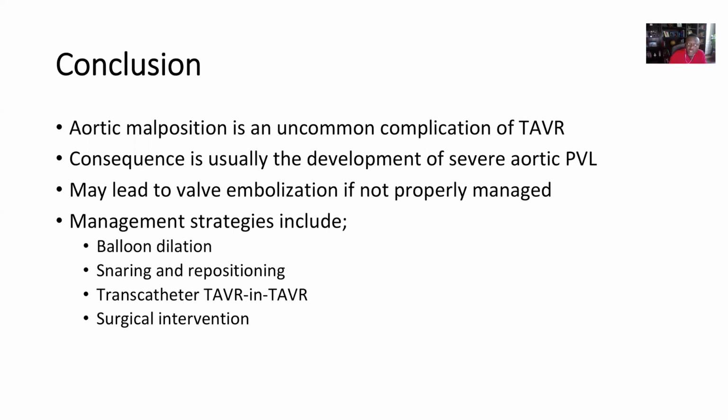In conclusion, aortic malposition is an uncommon complication of TAVR. The consequence is usually the development of severe aortic paravalvular regurgitation. It may lead to valve embolization if not properly managed. Management strategies include balloon dilatation, snaring and repositioning, TAVR-in-TAVR, and surgical intervention.